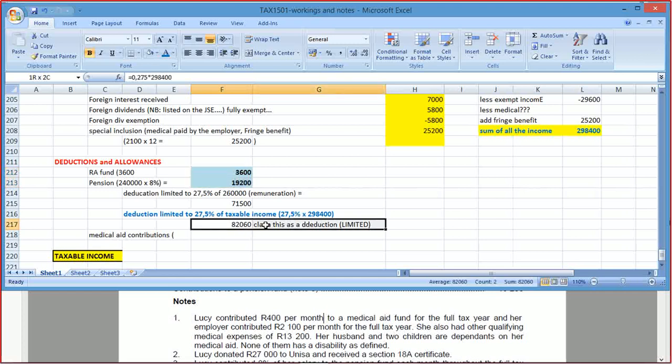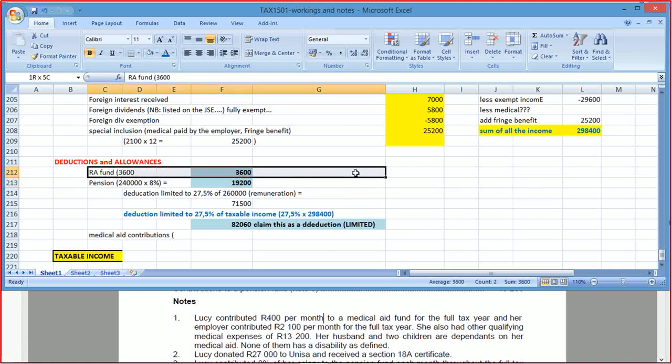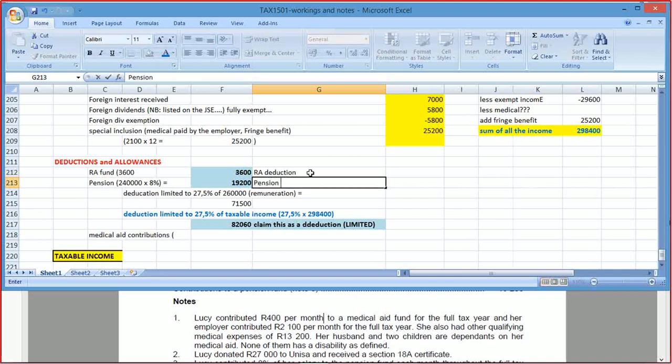So how much is she contributing? 3,600. 36 plus 19,200. Can she claim that? Yes, she can claim up until this amount, 82,000. So she's contributing well below that, do you agree? Yeah. So her RA fund will be deductible.